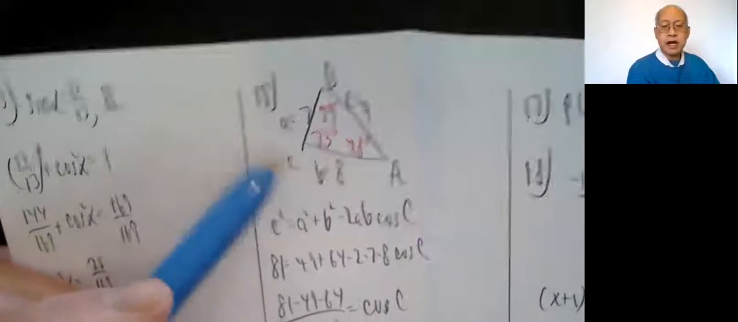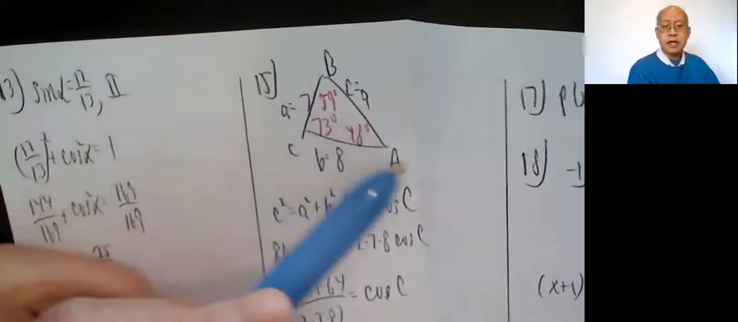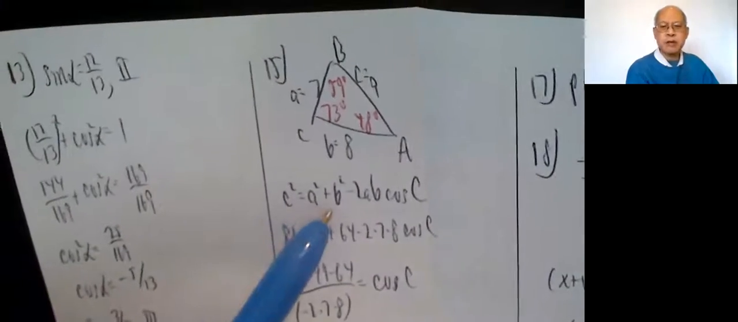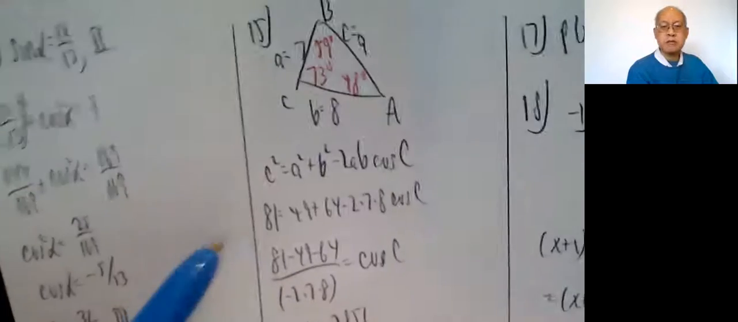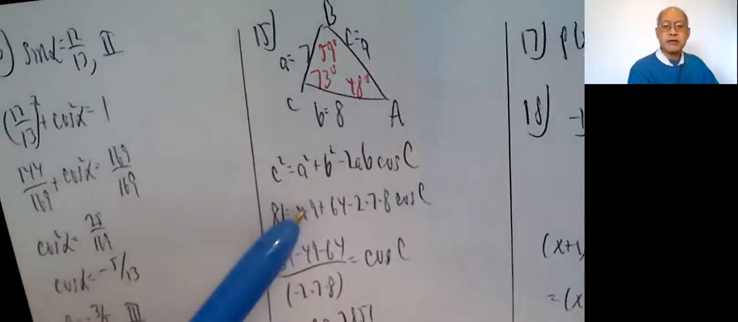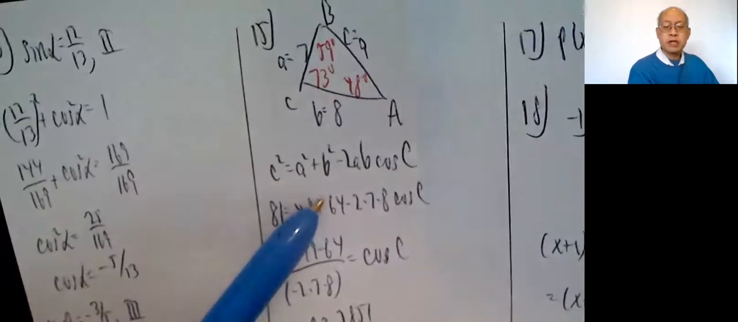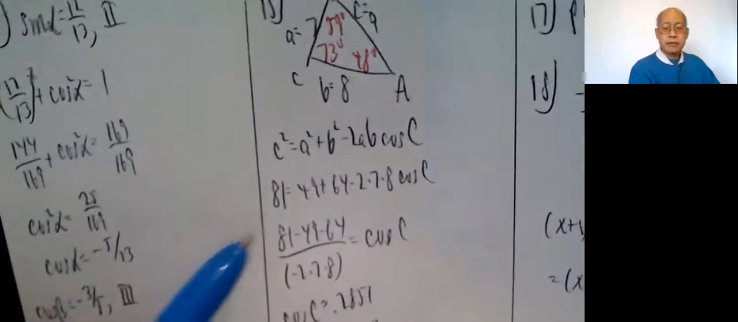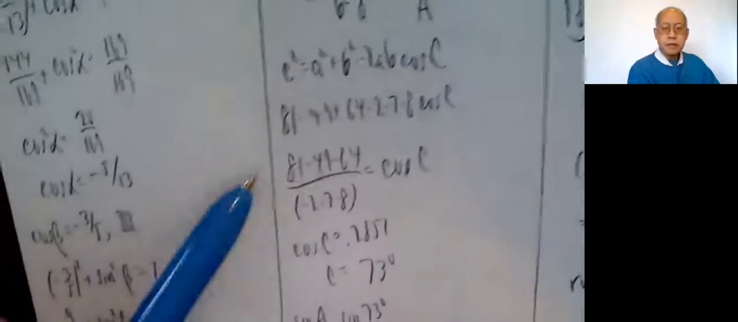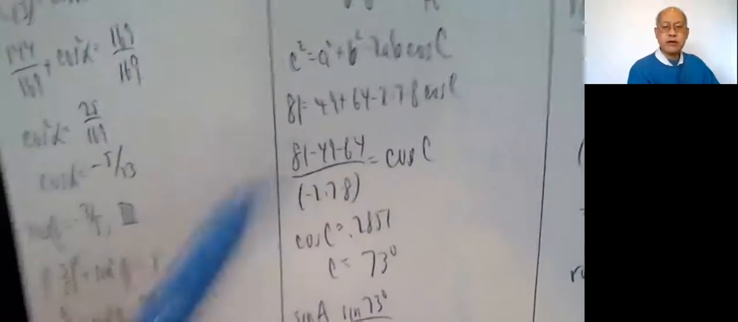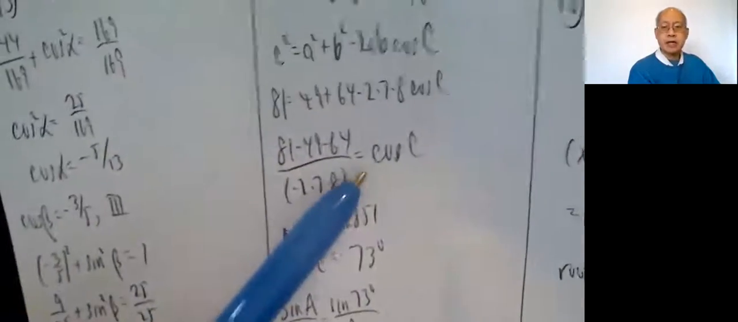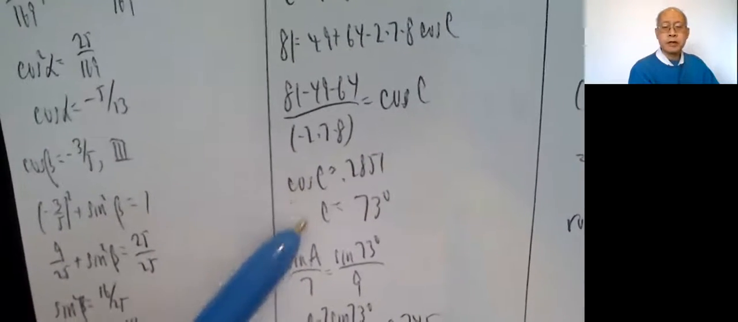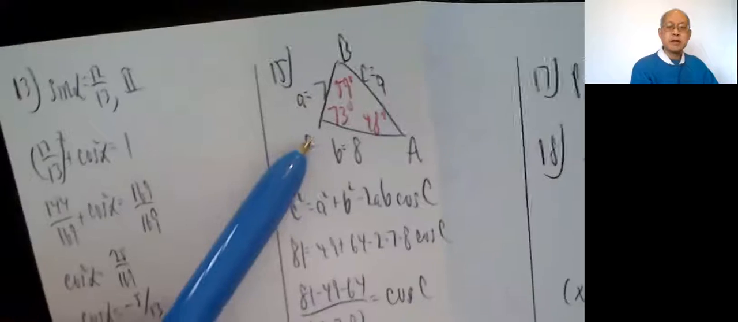15, sides are 7, 8, and 9. Column little a, little b, and little c. Capital A, capital B, and capital C go across. c squared equals a squared plus b squared minus 2ab cosine of C. Plug in: 9 squared is 81, 7 squared is 49, 8 squared is 64, 2 times a, which is 7, times b, which is 8, cosine C. Subtract 49, subtract 64, divide by negative 2 times 7 times 8, that's cosine of C. That comes out to be about 0.2851. Inverse cosine button, C is 73 degrees.